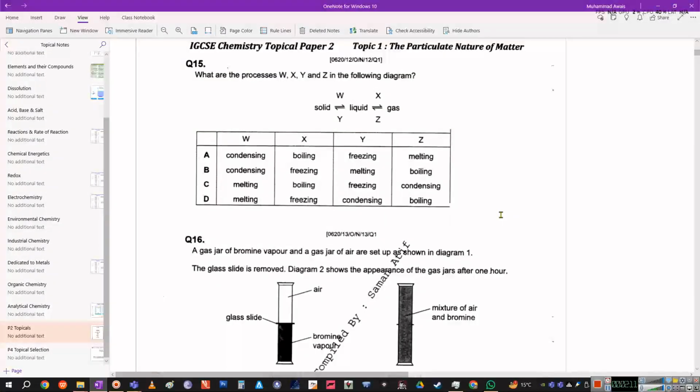Okay. Question number 15. What are the processes W, X, Y, and Z in the following diagram? Right? Solid to liquid is W, liquid to gas is X, then back Z, and then Y. Yes, Mariam. A, B, and C. You've got 4 options. Which one do you opt for? C. Okay. Melting, boiling, freezing, and condensing.